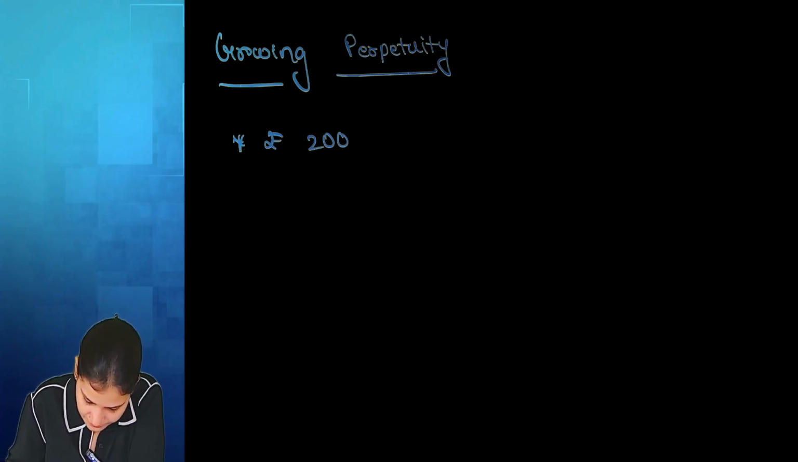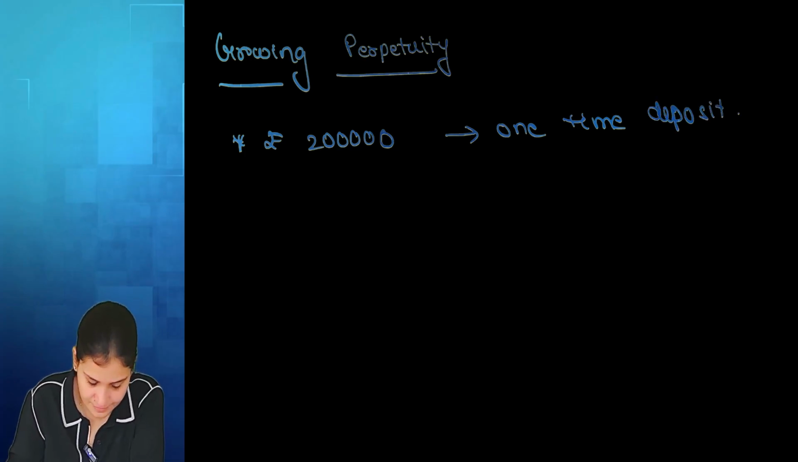Note down. Growing perpetuity. Question. Rupees 2 lakh is a one-time deposit.